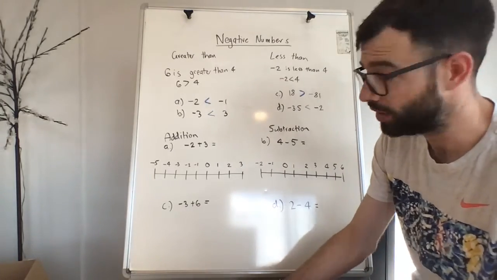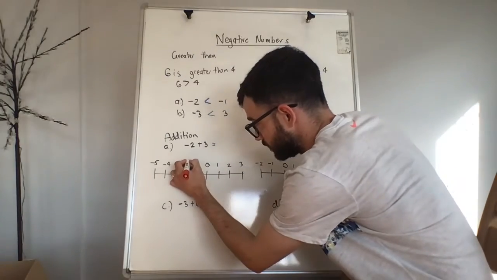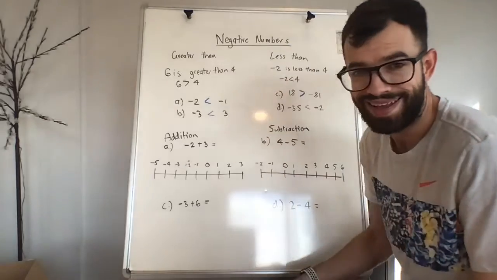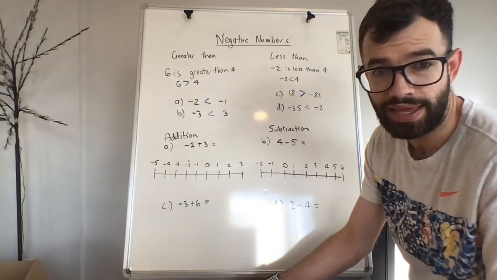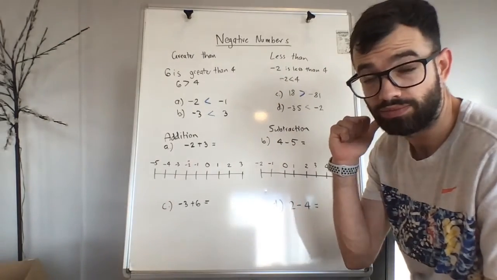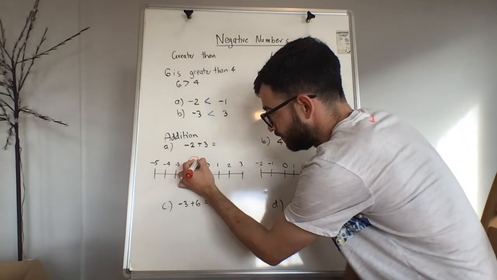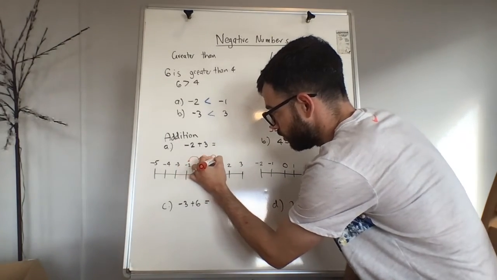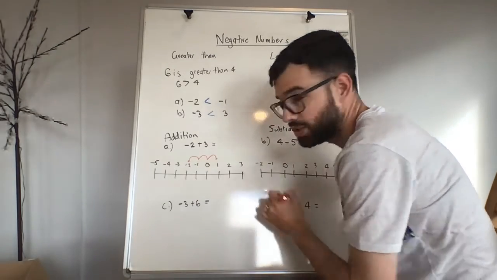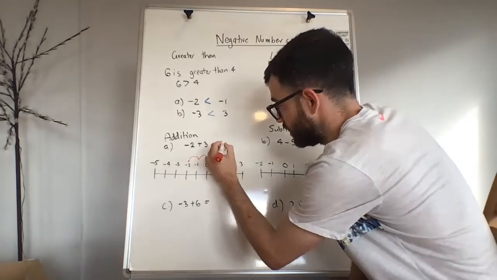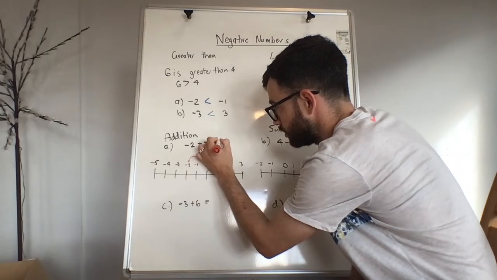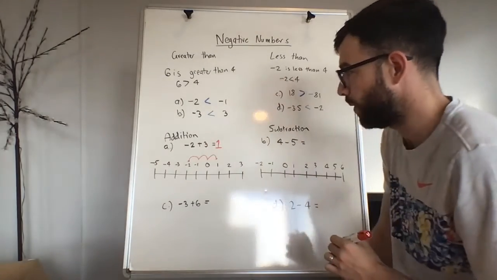-2 plus 3. So what we do is we start ourselves here on the number line and we add 3. Now when we add, we go to the right, and we move it 3 spots. So we go 1, 2, 3. We've moved 3 spots, we end up at the number 1. So it means that our answer to -2 plus 3 is number 1.